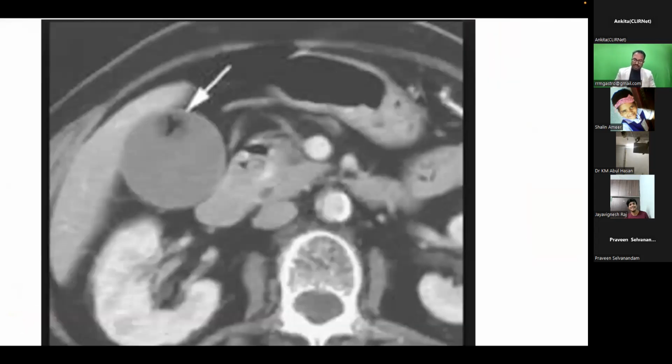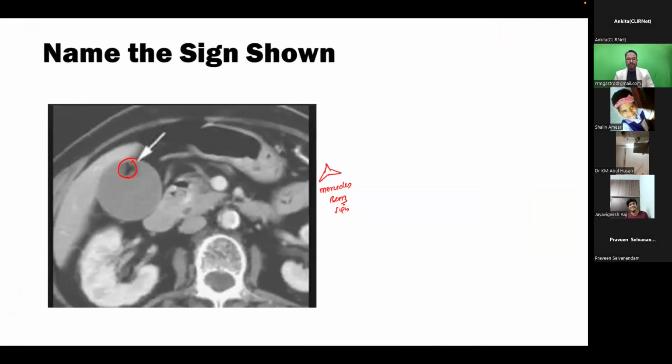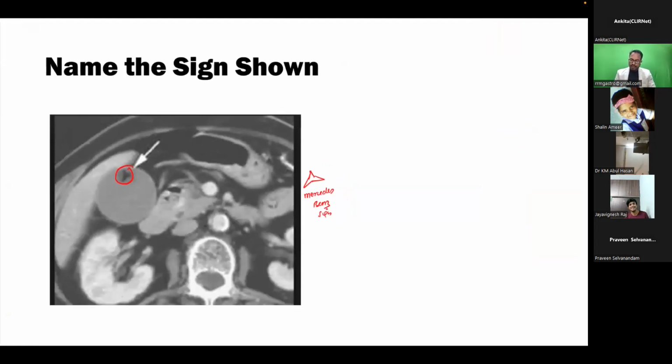Okay. So this is another picture showing you a CT scan of the gallbladder showing there is a sign. What is this sign? This is known as the Mercedes-Benz sign, seen in the gallbladder. Mercedes-Benz sign. Okay.